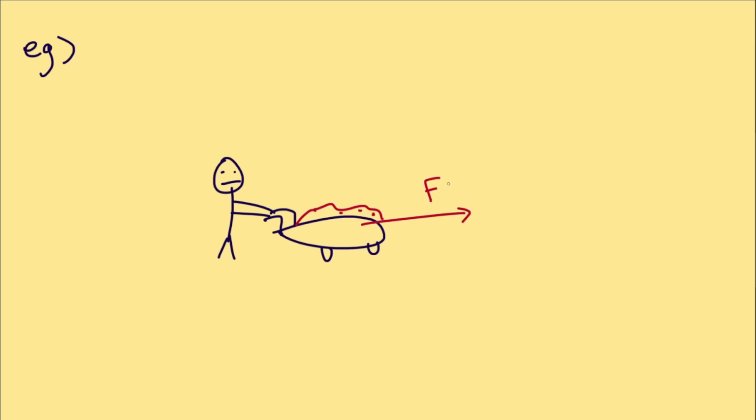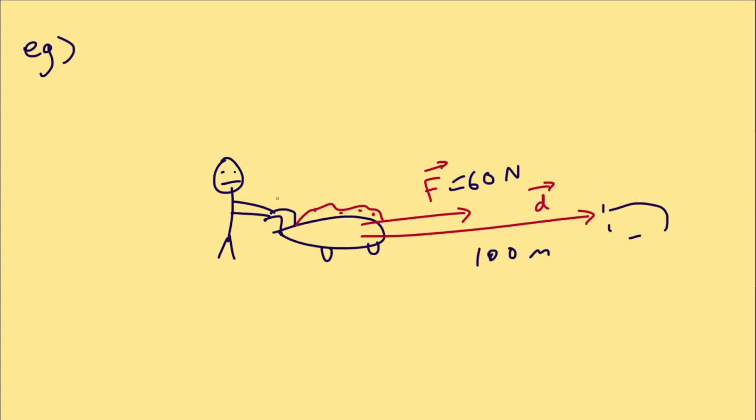Let's go through an example, in which force is being applied in the direction of motion. So you're pushing a wheelbarrow, okay, this is you, and it is full of soil. The force being applied is in this direction, which we'll label with F, and the displacement is parallel. Let's say you push it with a force of 60 newtons, and it moves 100 meters forward. How much work did you do on this wheelbarrow?